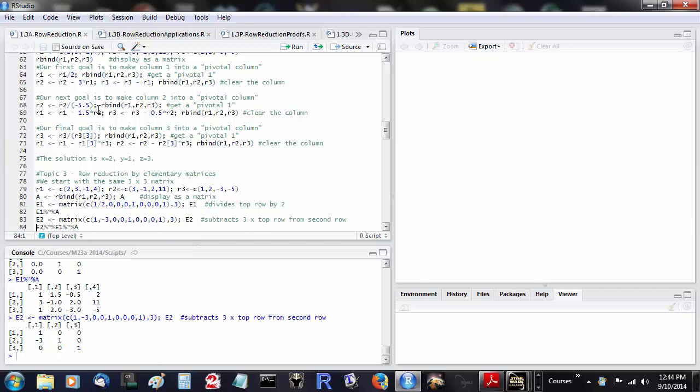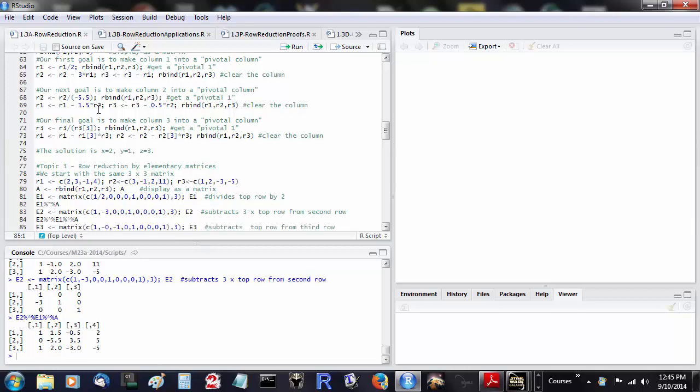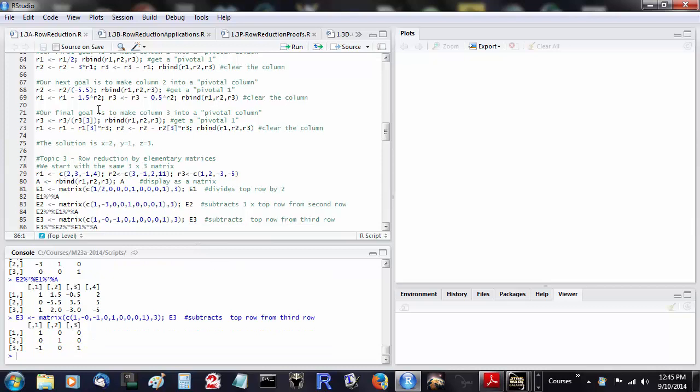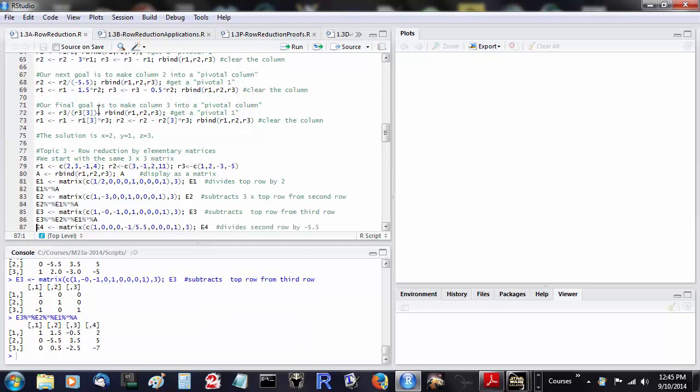I generally have a hard time remembering where the -3 has to go in this matrix, and what helps me is I think I want to modify the second row, so it's reasonable for the -3 to appear in the second row, not in the second column. So there's E2 times E1 times A, and I've got 1, 0. I'm halfway toward making the first column pivotal. And E3, which subtracts 1 times the second row from the third row, will give me my first pivotal column, just as before. Nothing is being done differently.